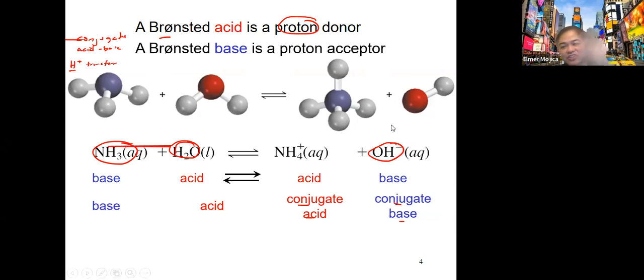Among the three definitions, this one has the most applications because it covers everything. Unlike the Arrhenius acid base definition, which limits it to hydroxide, or the Lewis acid base pair, which is only applicable to electron pairs.